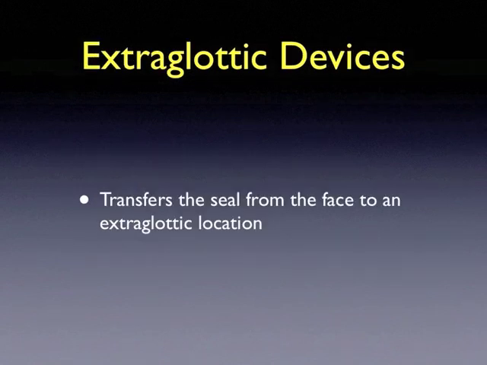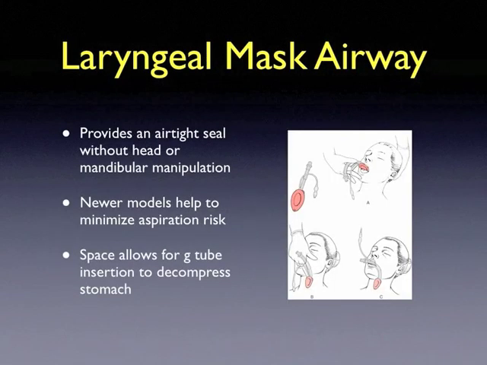Extraglottic devices, in this case we're trying to transfer the seal from the face to an extraglottic location. Anybody with skills in basic airway management can place one of these devices. The laryngeal mask airway is one example of an extraglottic device that can be placed blindly. The balloon is passed into the patient's mouth, the tip inserts into the proximal esophagus, the cuff is then inflated, and the balloon inflates and provides some measure of protection of aspiration of gastric contents. Newer models have additional features to help minimize the aspiration risk.